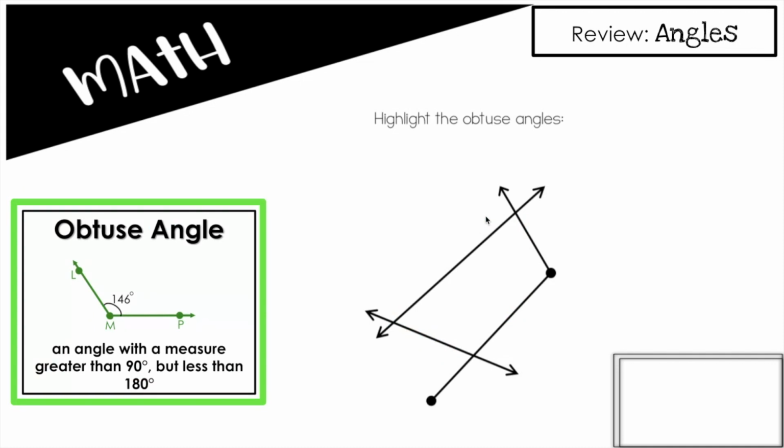Woohoo. All right, and our final one is obtuse angle, which is greater than 90, but not over 180, which is a straight angle. So go ahead and try to find them.